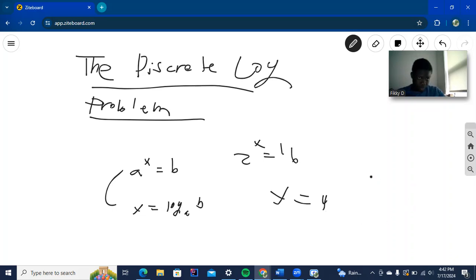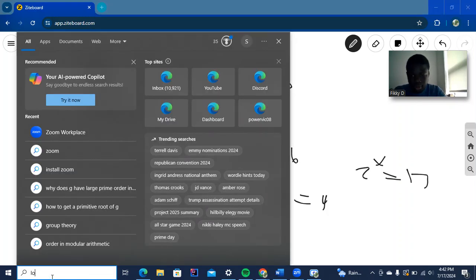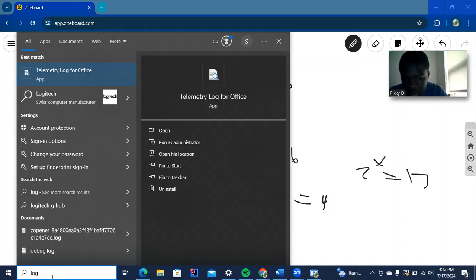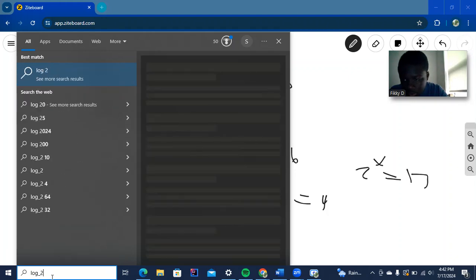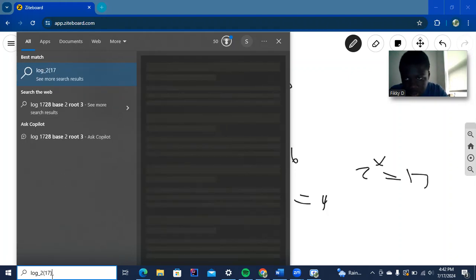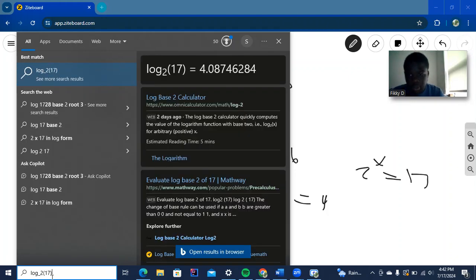I mean, even if you have 2 to the x is equal to 17, just from a Google search, you can quite literally get that in seconds. So you should be under the impression that taking the logarithm of things that don't even produce integers is still very easy. Like I literally just did that on my calculator.